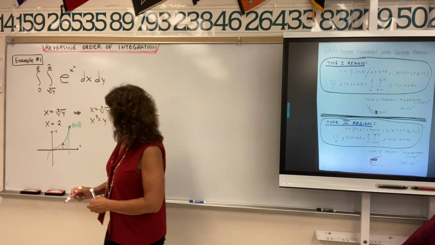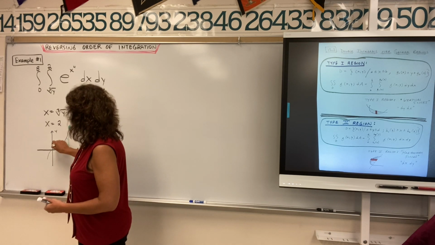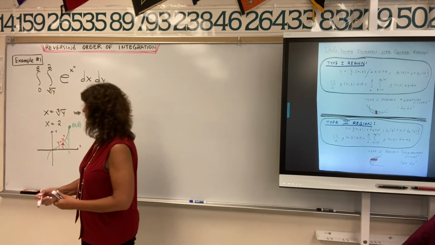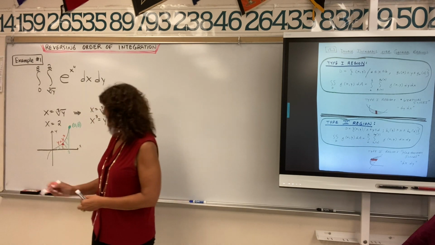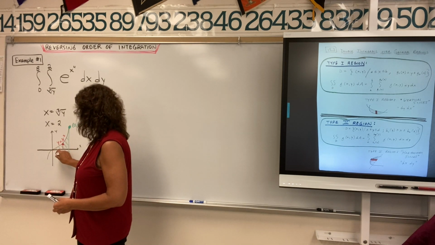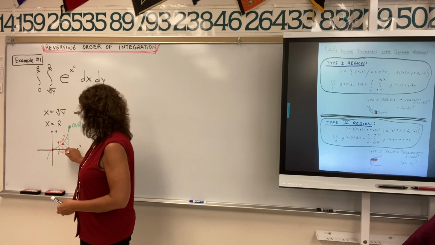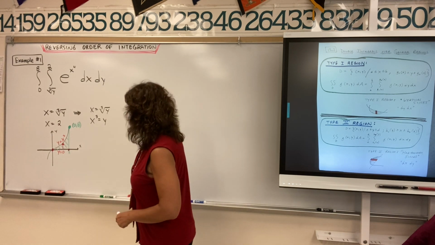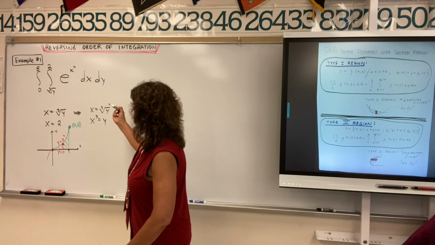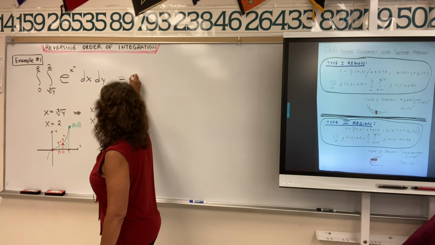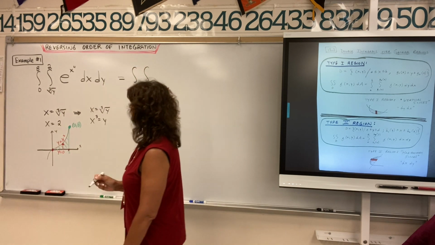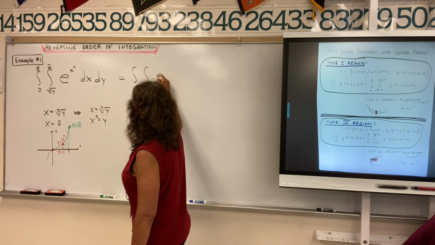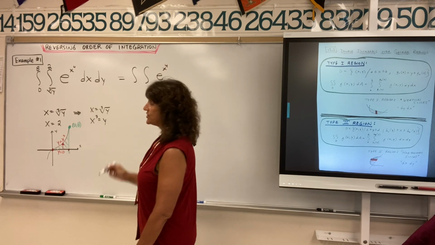And so what is our curve up here? Well, for a type 1 region, we're going to write y as a function of x. So this is y equals x to the 3rd power. And the x-axis right here is y equals 0. You can see that from the origin, and I've labeled here where the intersection points are. So changing the order of integration, we want to change the order of integration here. So you have e raised to the x to the 4th power. This is our integrand.